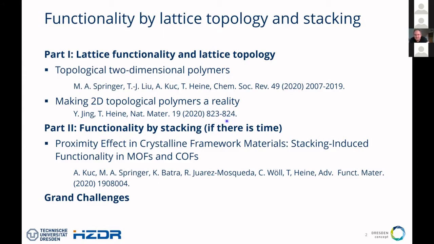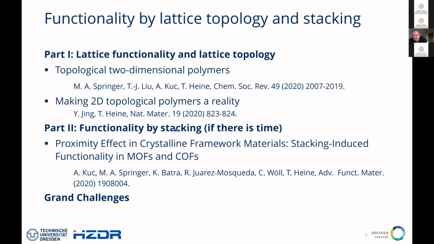Most of the stuff that I'm going to talk about you can find in these three publications. One of them is a Chemical Society Reviews article from this year, authored together with Max Springer and Sayung Yu, both PhD students in my group, and Agnieszka Kutz, who is also in my group. The title is the same as the title of the talk. The other one is a News and Views in Nature Materials, co-authored with Yu Jing, who is now professor in Nanjing in China. That paper highlights that after our predictions, experimentalists could actually make these materials. And that was very, very nice.